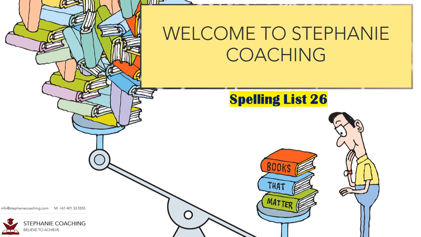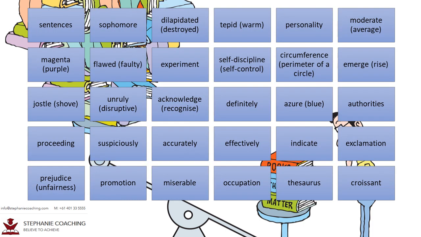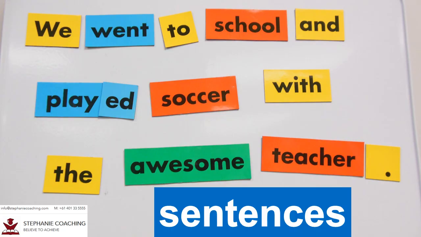This week, we are focusing on common misspelled words and using better vocabulary to help students develop their writing skills. The goal is to expand children's vocabulary in writing so they can produce a better text. Word number 1 is sentences.